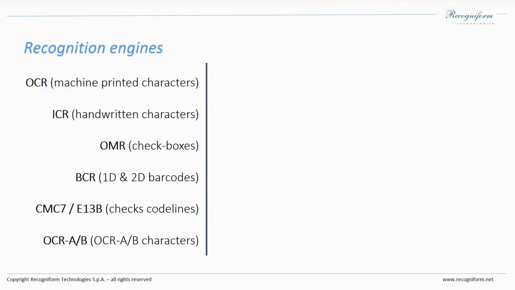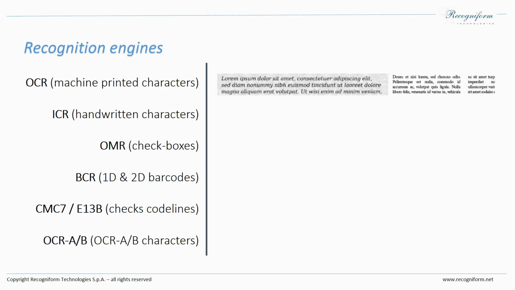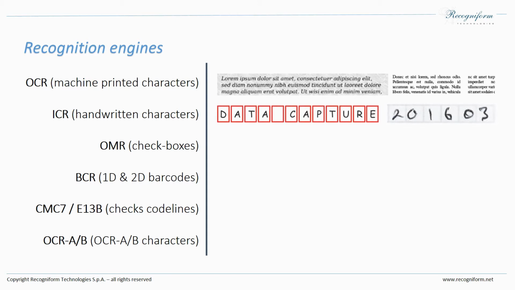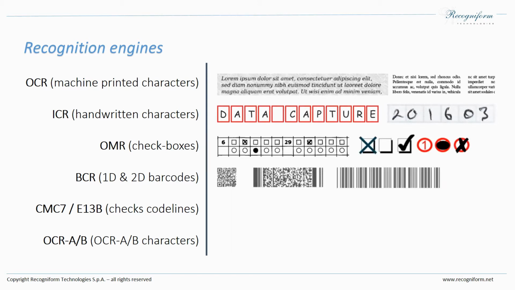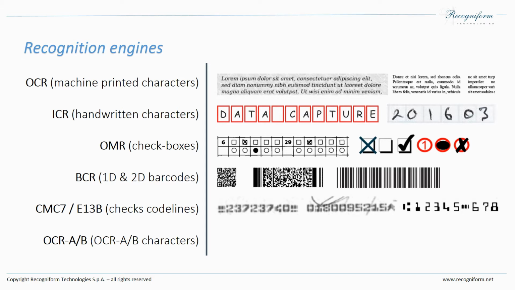Thanks to the integrated recognition features, Recogniform Reader is able to capture printed text, handwritten text, checkboxes, linear and bidimensional barcodes, CMC7 and E13B codelines, OCR-A and OCR-B printed text.